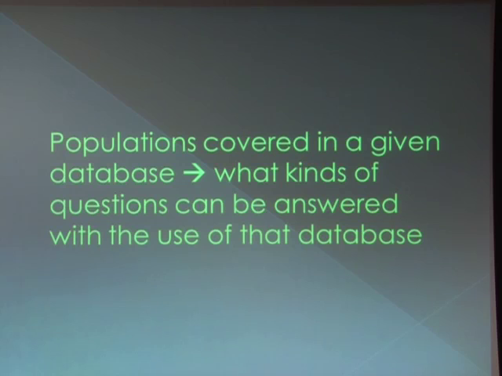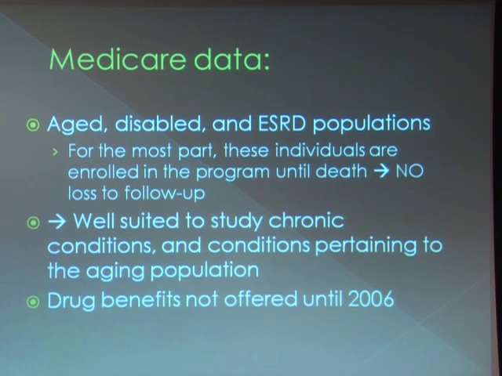So the populations covered in a given database are what's going to dictate what kind of questions you can answer with that particular database. For example, if you're working with Medicare data, by definition, you're going to work with data for people who are aged, blind, disabled, and the ESRD, end-stage renal disease, population. That's just by definition, because these are people who are eligible for Medicare benefits.